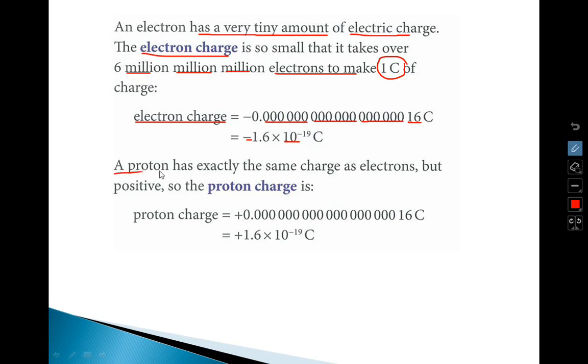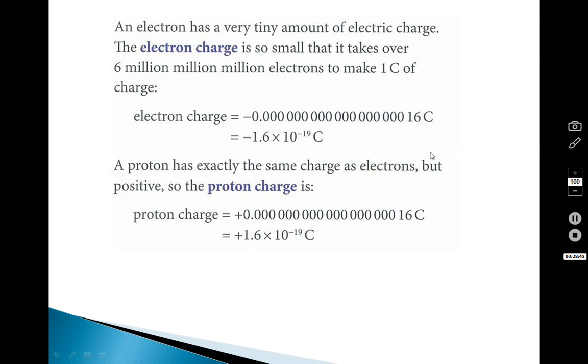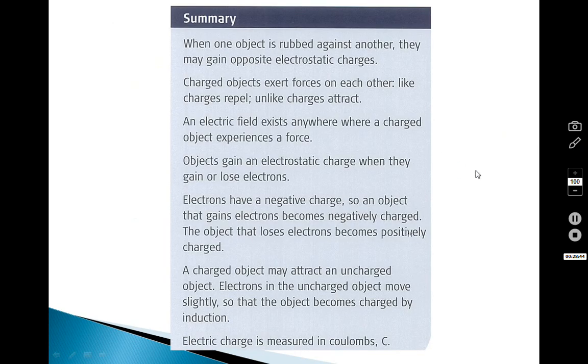The same way, a proton has exactly the same charge as an electron, but not negative, it is positive. So a proton is positive, equal to 1.6 times 10 to the power of minus 19 coulomb. It's a very small amount of charge. Protons are positive, electrons are negative. So now we will come to the summary of this topic.